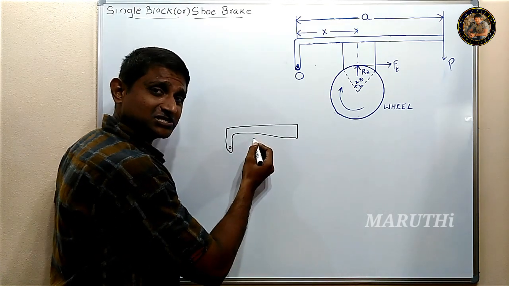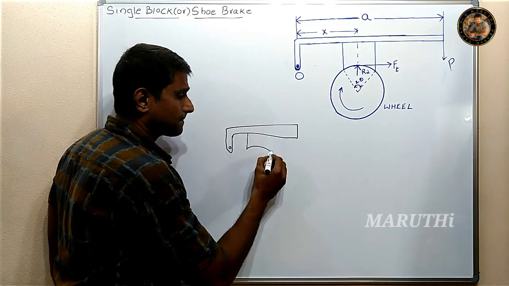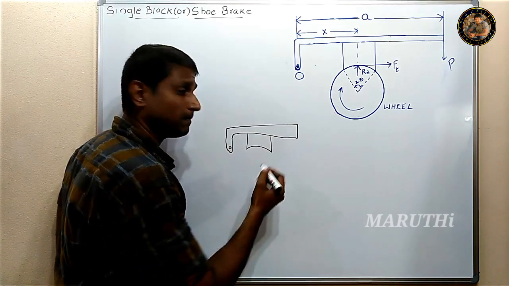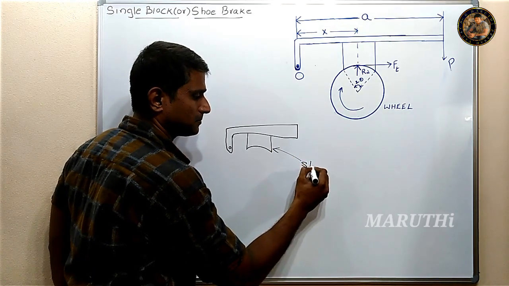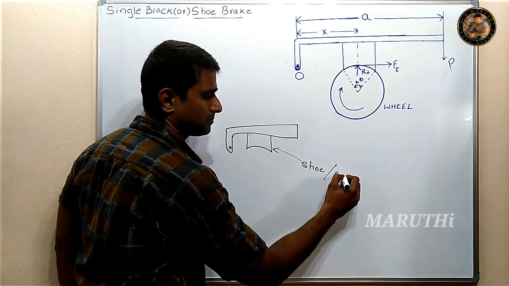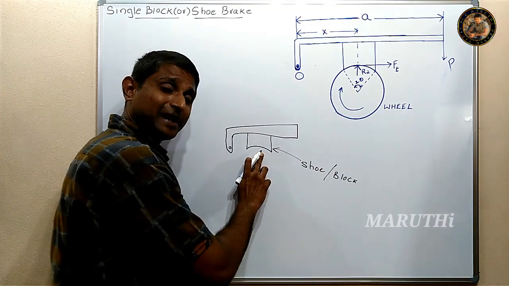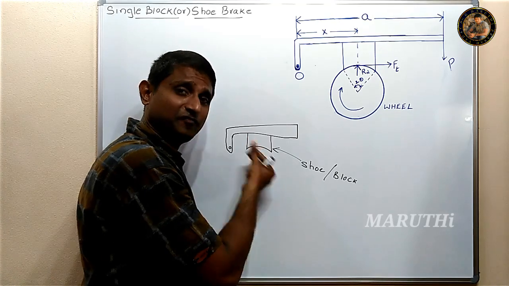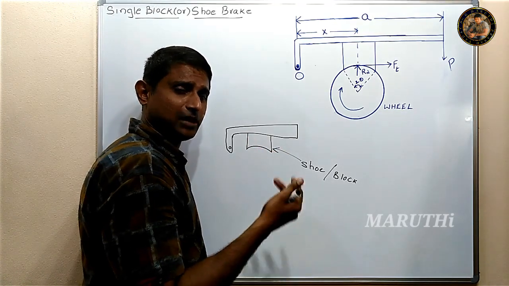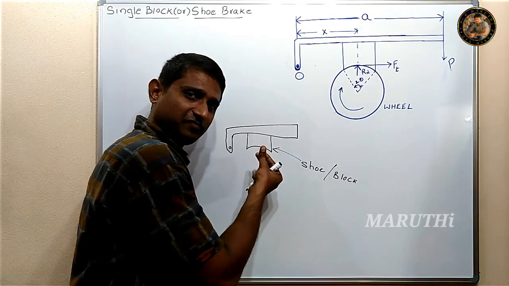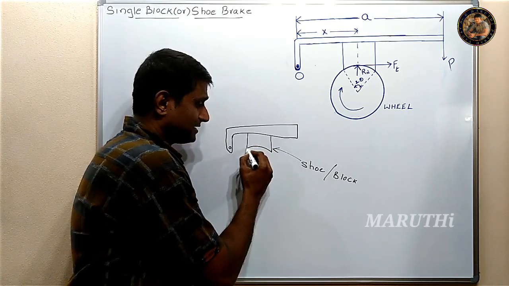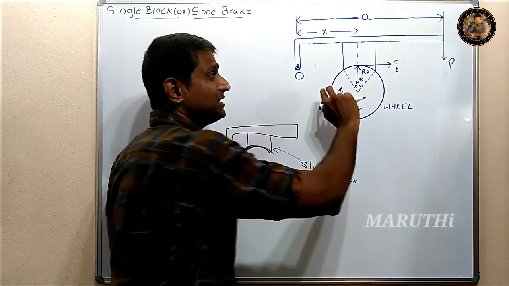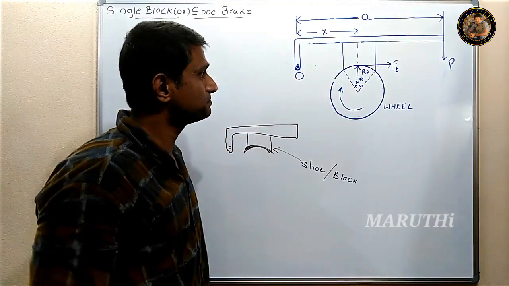Now to this lever, one component is fixed, which is called a shoe or block. This part is called a shoe or block. It has some width, maybe you can take it as B, it's up to us. And you can see it has a curved shape here. This curved shape exactly fits with the curvature of the brake drum.